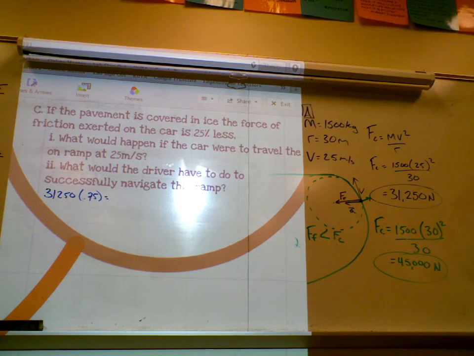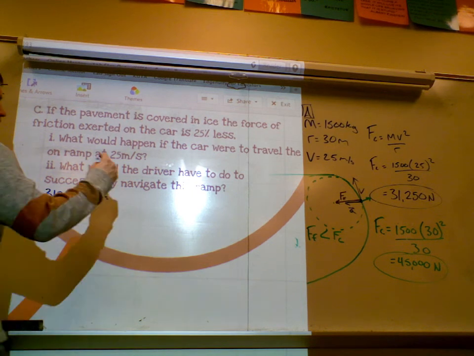Okay, so the first one. What would happen if the car were to travel the ramp at 25 meters per second? They wouldn't make it. Where would they go, Sergio? They'd hit the wall. They would somehow move which way? To the inside or the outside? Outside. All right.